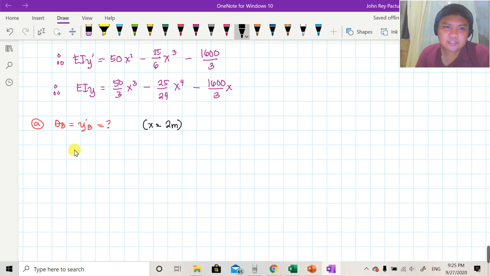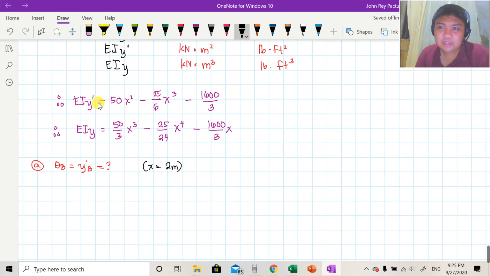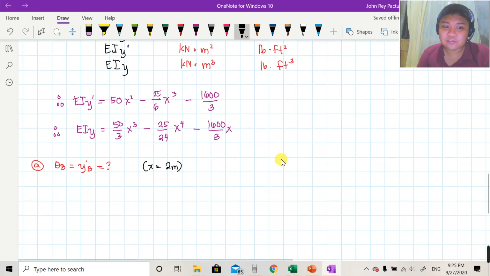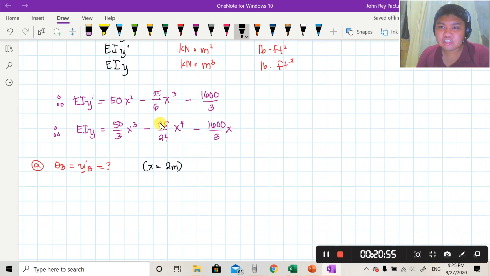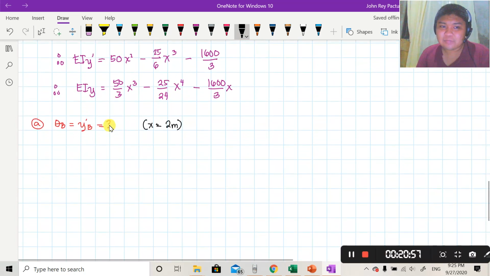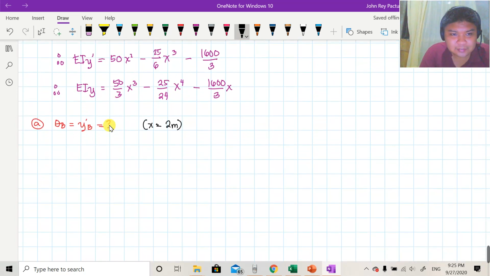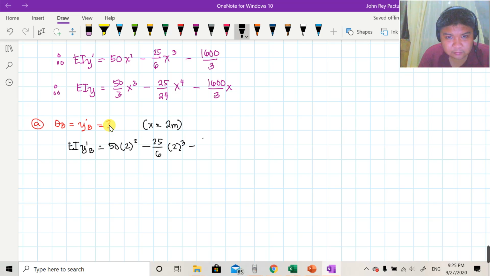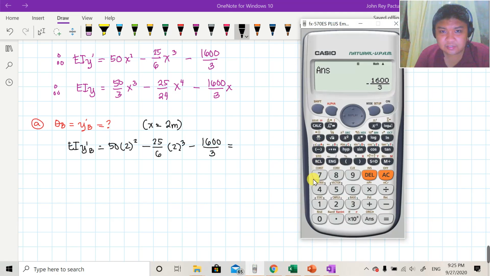So, ang gagawin mo lang dito class, dito ka sa EIY prime. Ang gagawin mo lang is literal na isa-substitute mo lang yung x equals to 2 dito sa na-derive nating function and mahanap mo na class yung slope. So, ganun lang siya kadali. The moment na na-establish yun na yung EIY prime at the same time yung EIY. Okay, so I hope that is clear. So, therefore, gawin natin EIY prime at B is equal to 50 times 2 squared minus 25 over 6 times 2 cube minus 1,600 over 3. Okay? So, yan ang magiging sagot natin.